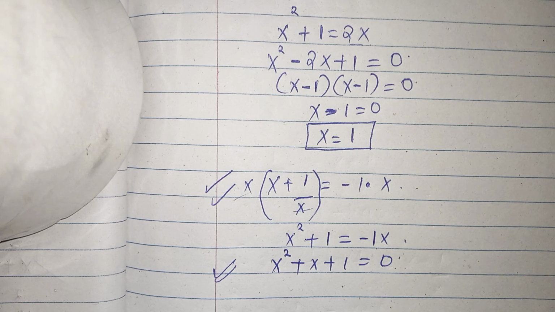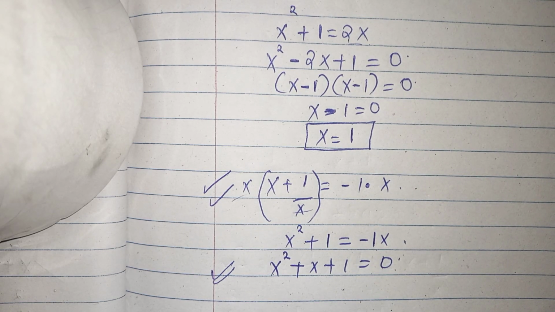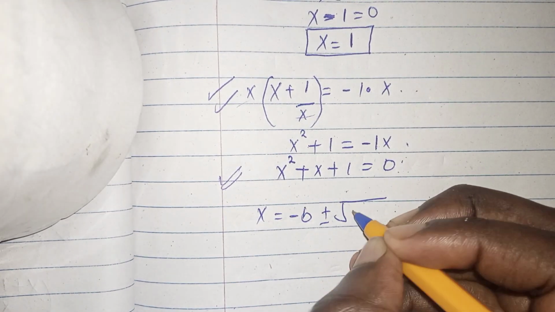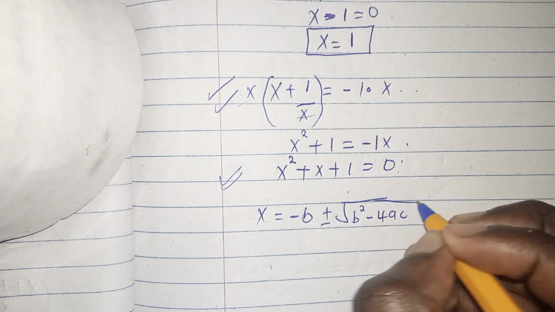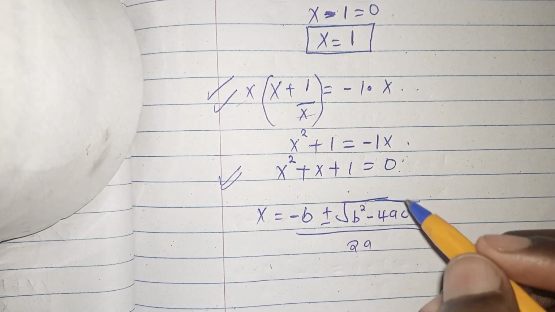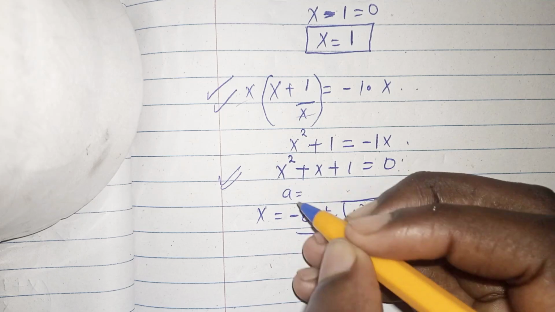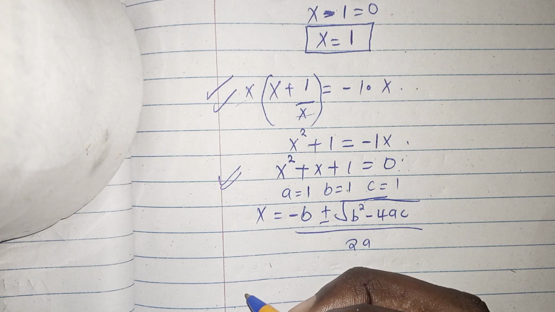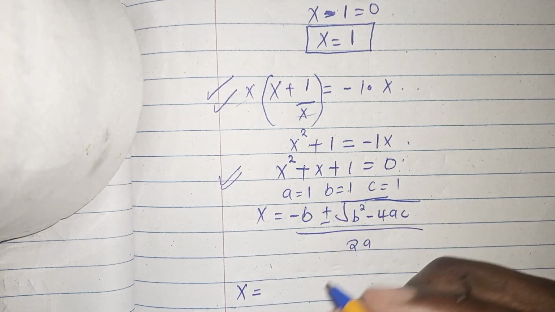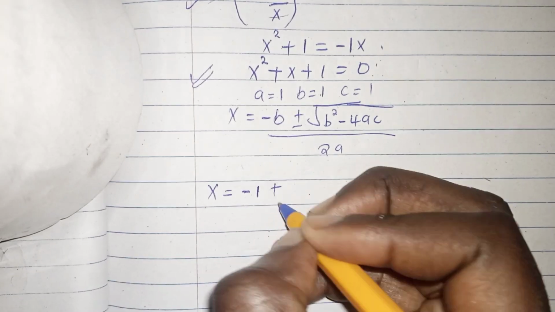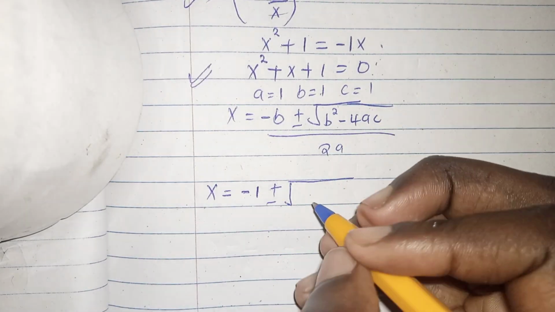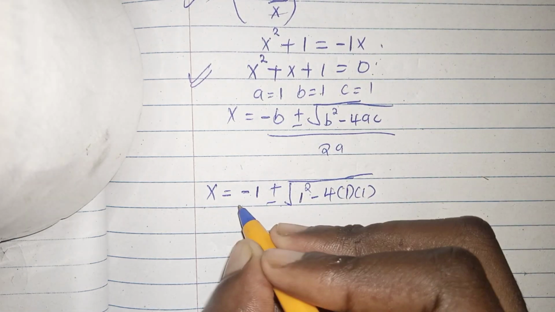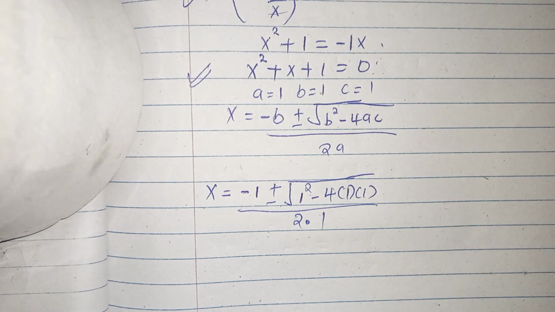So this is a nice quadratic equation. We can solve it using the quadratic formula. So x is equals to negative b plus or minus the square root of b squared minus 4ac over 2a. So from this equation of ours, a is the coefficient of x squared, which is 1, b is equals to 1, and c is equals to 1. So x is equals to negative b, which is negative 1, plus or minus the square root of b squared here, which is 1 squared minus 4, a which is 1, and c which is 1, over 2 times 1.